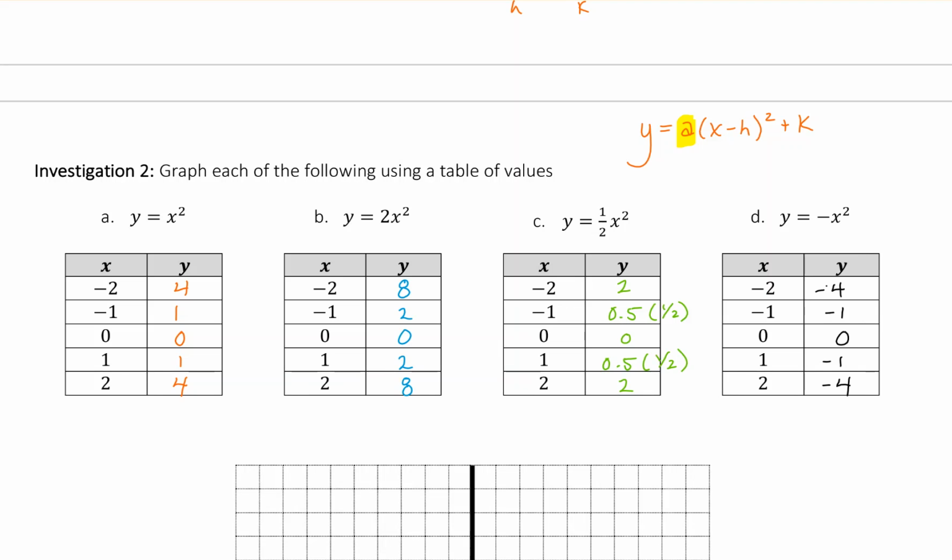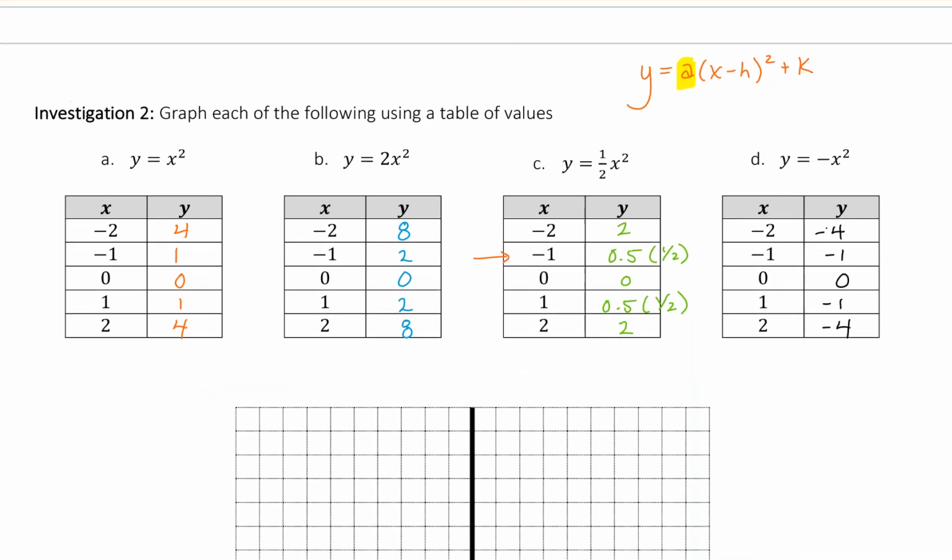These are the answers you should have got. Just a few things to point out here. For C, you will get decimal values. Decimal values are fine, or you can leave it as a fraction if you're more comfortable with that. So for example, for an x value of negative 1, the y value is 0.5 or 1/2. Okay?